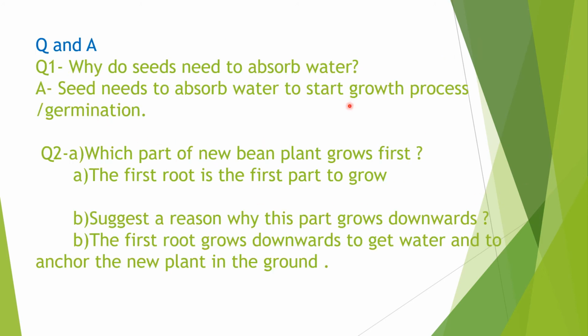Why do seeds need to absorb water? Seeds need to absorb water to start the growth process, or germination. Which part of a new bean plant grows first? The first root is the first part to grow. Suggest a reason why this part grows downward. The first root grows downwards to get water and to anchor the new plant in the ground. This is in the diagram of the germination that we have seen: the first root is the first part to grow. The first root always grows downwards and the shoot grows upward.